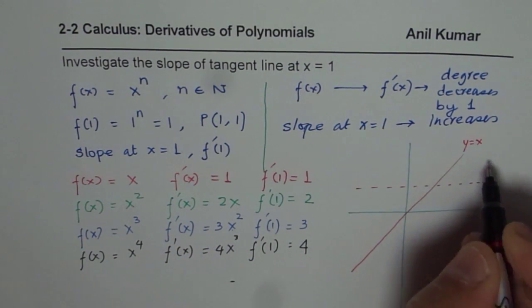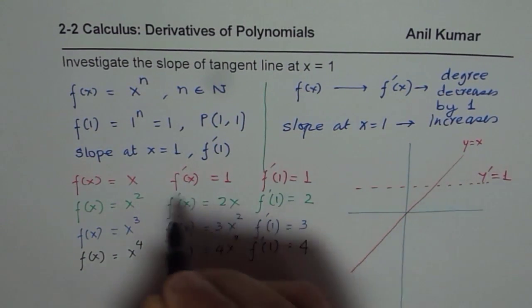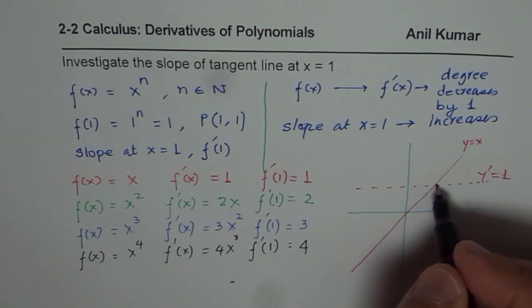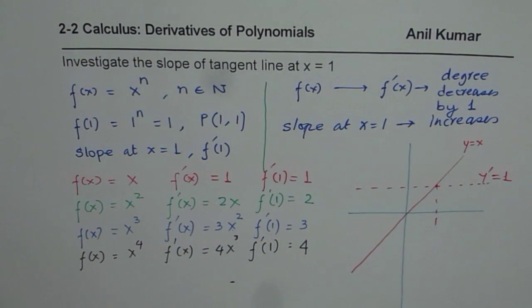So this is y dash, the value of y dash is equal to 1. And at a particular point which is 1, you can see the slope is 1. So this point is 1. And slope for a line will always be the same, correct?